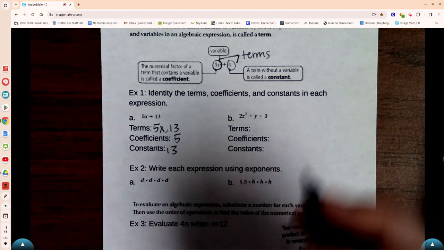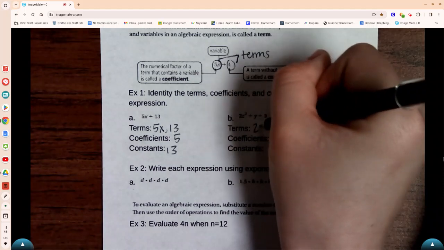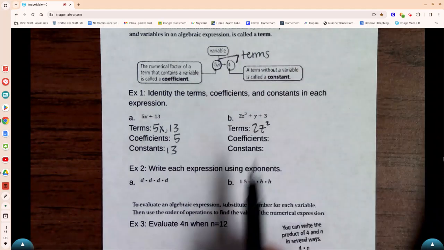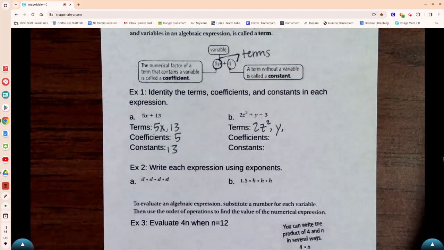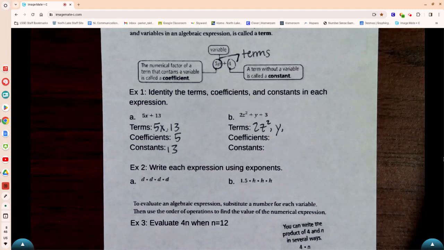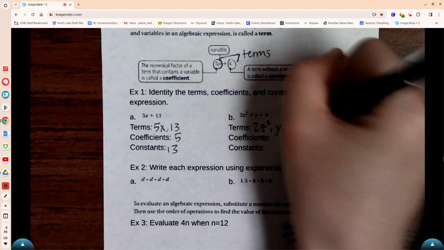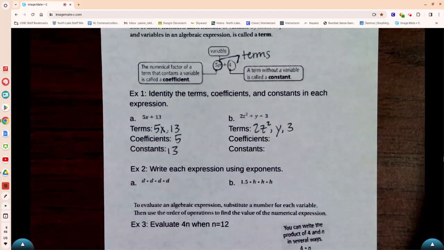Logan? Correct. So this one we got a little exponent going on, but that's still connected, so it's still part of that first term. What is the second or middle term? Emma? Y. And what is the third and last term? Reese? 3.